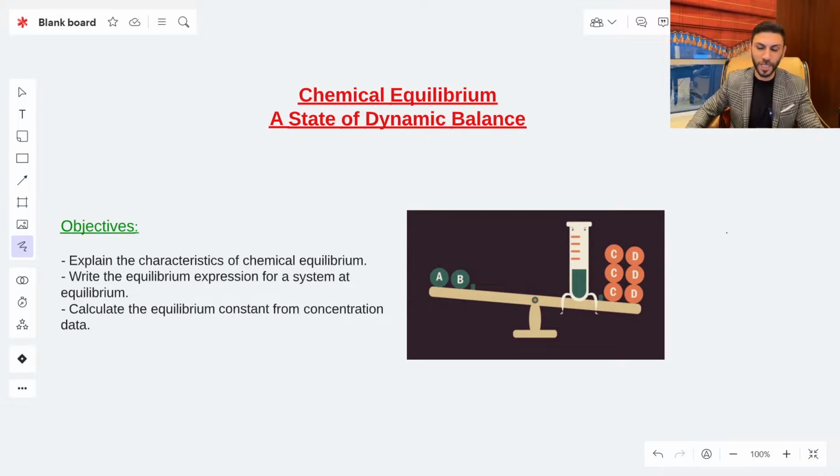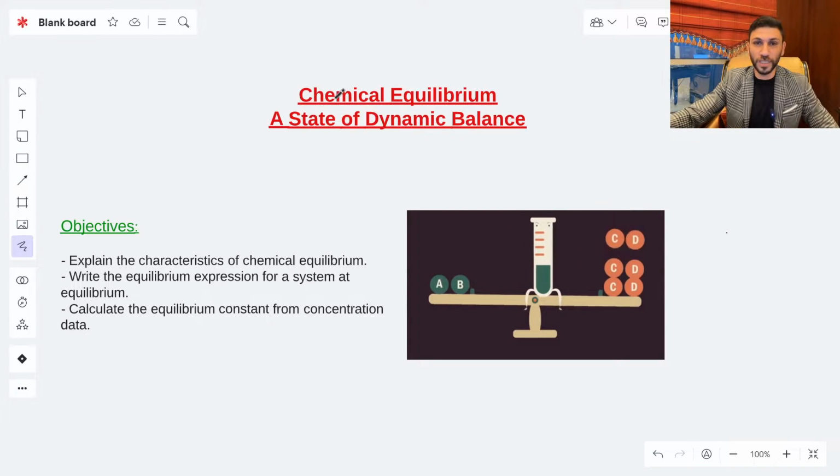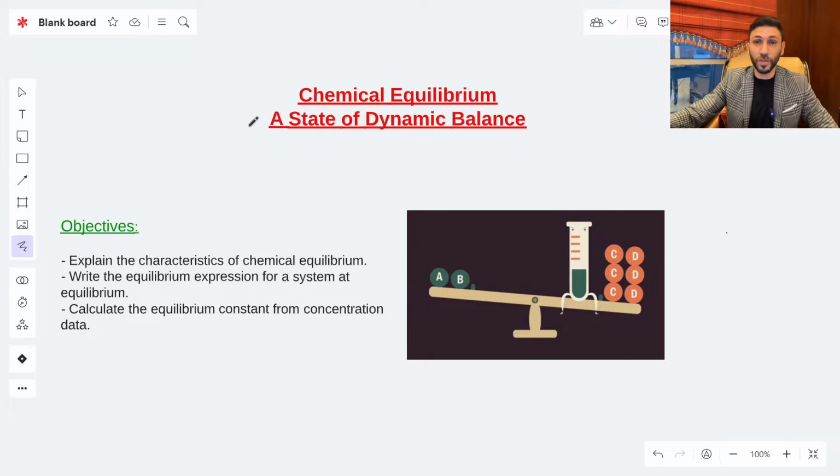This is Mr. Kusai, and today we're going to start a new chapter, a new topic in chemistry, which is the chemical equilibrium. We're going to start the first lesson of this chapter, which is a state of dynamic balance. This chapter is very, very important because if you understand it, you will understand a lot of the next chapters in chemistry, such as the rate of chemical reactions. And also it has many questions in the exams, for example, MSAT or the ministry's exam. So let's start our new lesson.